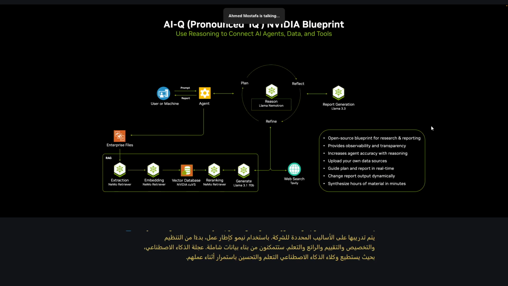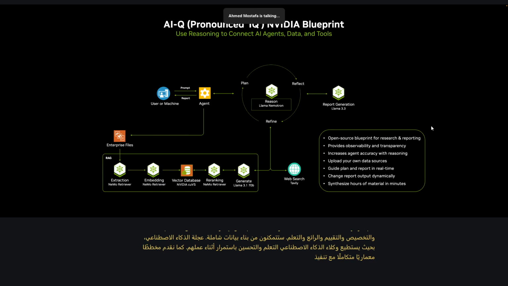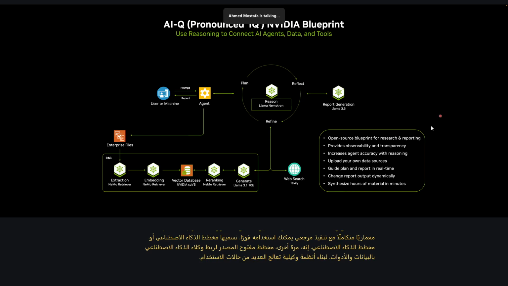We are also providing a blueprint, an end-to-end architecture with a reference implementation that you can use out of the box. We call it the AIQ blueprint or IQ blueprint. It's an open source blueprint for connecting the AI agents and the data and the tools to build agentic systems that address many use cases. It's available also on build.nvidia.com.